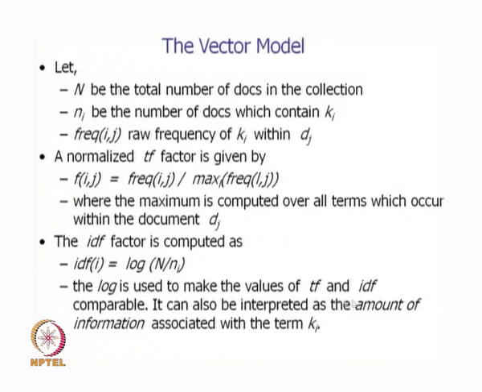So, this log is used to make the values of TF and IDF comparable. It can also be interpreted as the amount of information associated with the term k_i. So, n_i by N is like a probability measure for the presence of the keyword, and N by n_i is the inverse of that probability. So, negative log of the probability will be something like an information content associated with the term k_i.